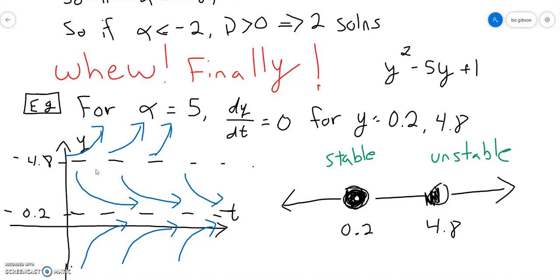So let's think about what happens if I put an object on this 4.8 line. If I'm really, really precise and exactly on the line, it's going to stay there. But if I deviate just a little bit, if I put it at 4.85, it's going to go off to infinity. If I put it at 4.75, it's going to go down to my 0.2. So that's what we call an unstable equilibrium point, because if I'm exactly perfect, I'm in good shape. But if I deviate just a little bit, whatever it is gets carried off by the current to somewhere else. So it's unstable.